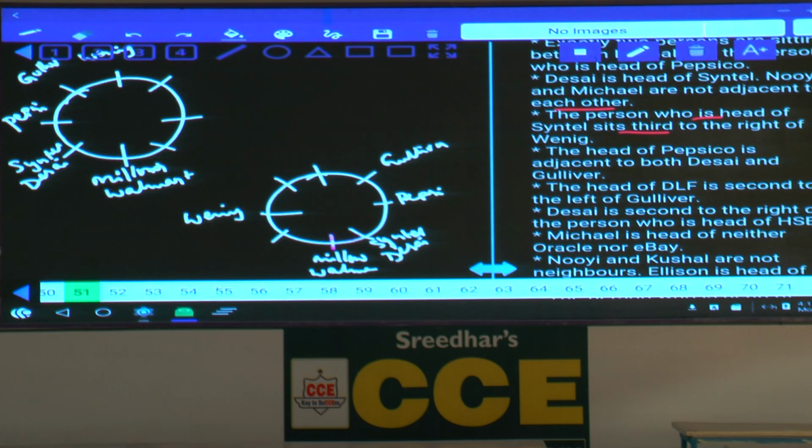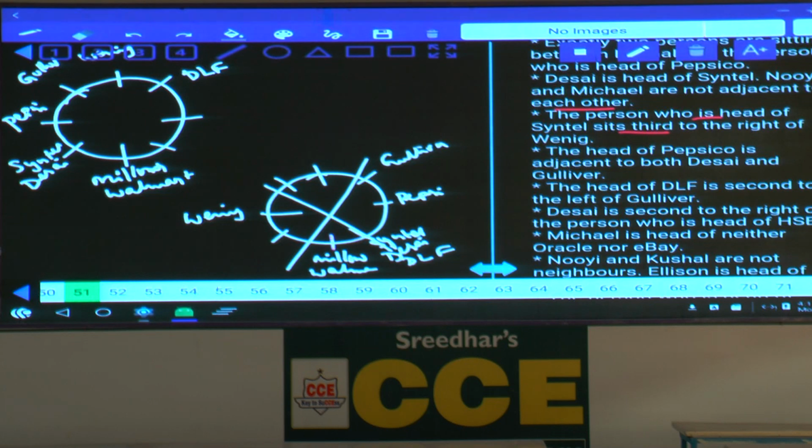And the head of DLF is seated second to the left of Gulliver. Gulliver is here, hence DLF must be at this place. Now DLF and Sintel must be in the same place. Is it possible? The second case is completely ruled out. Now we are left with only one case.